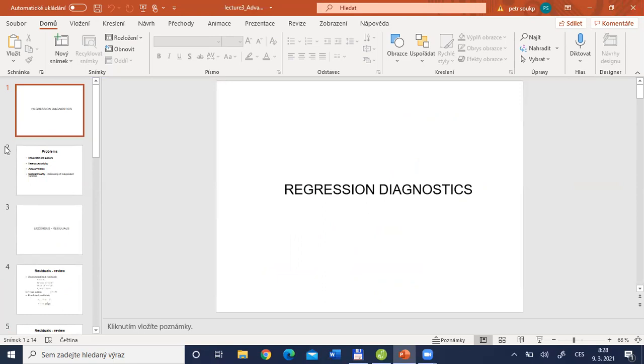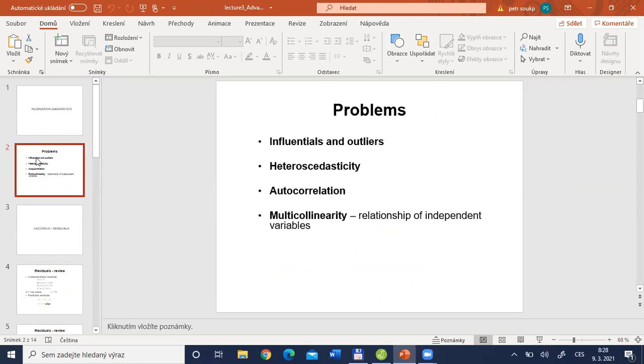I would go to the second slide and we will discuss only some problems that can be present in real life linear regression models, but I hope that these problems are the most important, so you would have an idea about classical discussion in linear regression. So first of all, we have covered previously some brief discussion about the problem of influentials and outliers.